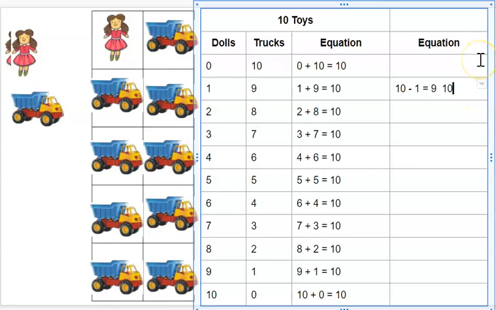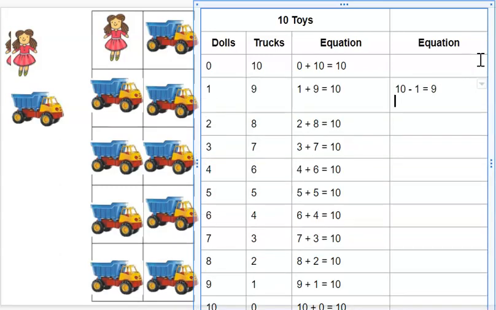I also know that if I had 10 and I take 9 away, I subtract 9, I'm going to be left with 1. So if I had 10 and I took the 9 trucks away, I would be left with the 1 doll, right? So I also used only 9 and 1 and 10, those digits. And because of the inverse property, I was able to create a subtraction problem. So let's think about the next one.